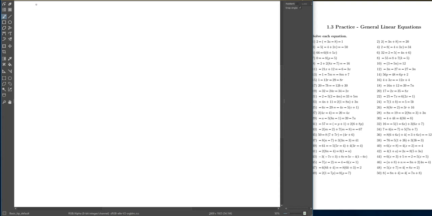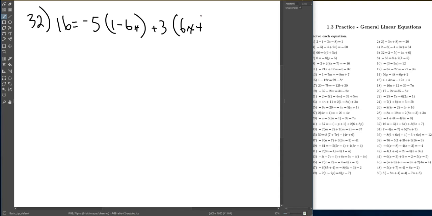Moving on to problem 32. 32. 16 equals minus 5, open brackets, 1 minus 6x, close brackets, plus 3, and then 6x plus 7. Okay, so parentheses, exponents, multiplication and division, addition and subtraction. Let's do this.